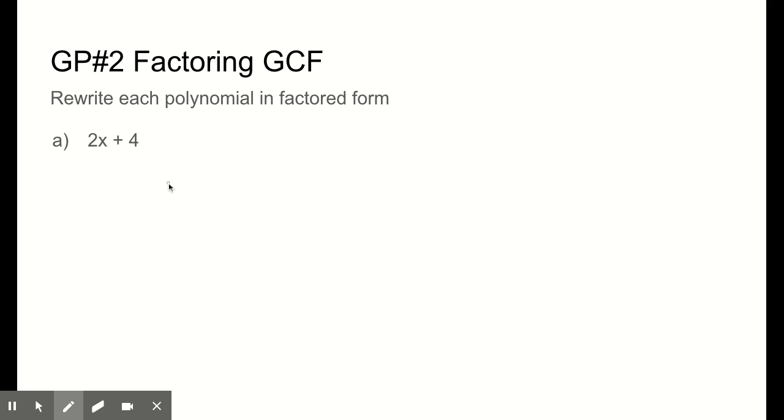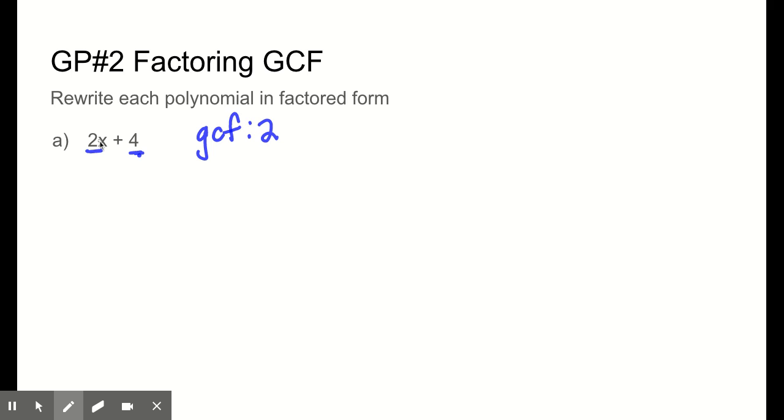Now, if you refer back to the Explore, factoring is essentially the opposite of distributing. So what we're looking to do here is figure out the number that would have been distributed to give us this polynomial here. So again, we have to figure out the GCF of 2x and 4. So we're going to start by looking at the numbers, and 2 and 4 are both divisible by 2. So the greatest common factor of this polynomial will begin with the number 2.